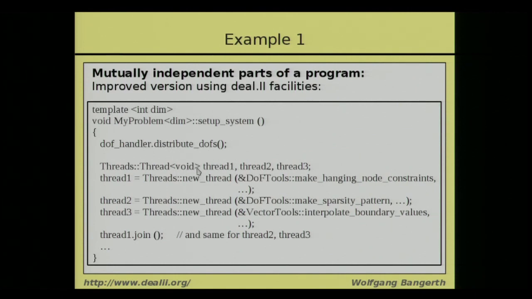So in the case of make hanging node constraints, it does not return anything at all. In that case, the object that it returns would be of type Threads::Thread<void>. If you had a function, for example, that would return an integer, then the correct type being returned by new_thread would be Threads::Thread<int>, for example.